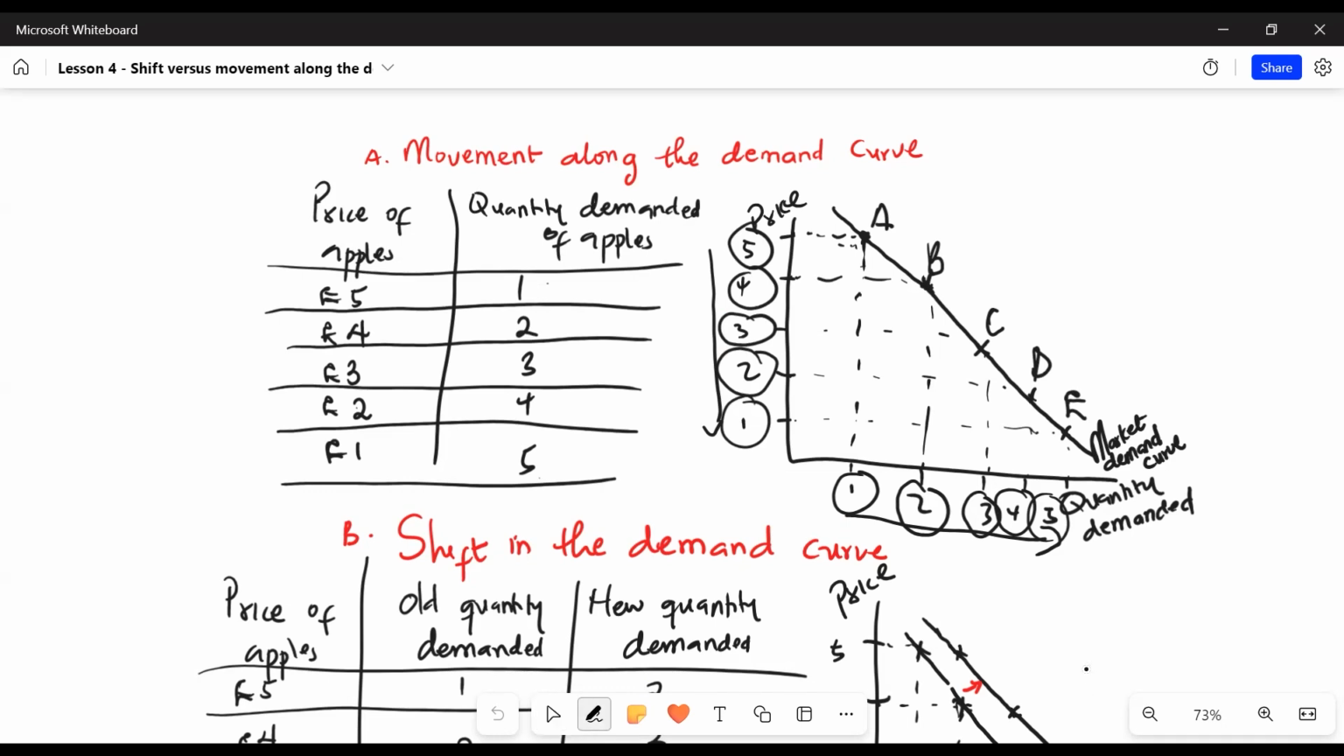So as price moves from 5 to 4, we move from point A to point B. When price reduced from 4 to 3, we move from point B to point C. When price reduced from 3 to 2, we move from point C to point D. And when price reduced from 2 to 1, we move from point D to point E. Now this is what we call a movement along a demand curve.